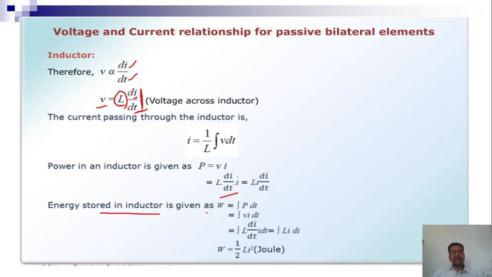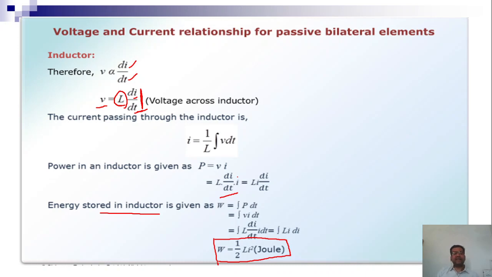Energy stored in the inductor is given by W is equal to integral of P dt. P is V i, that is L into di by dt into i dt. Once we solve this, you will get W is equal to half L i square. This is the energy stored in the inductor in the form of electromagnetic field. Is that clear? Yes, sir.